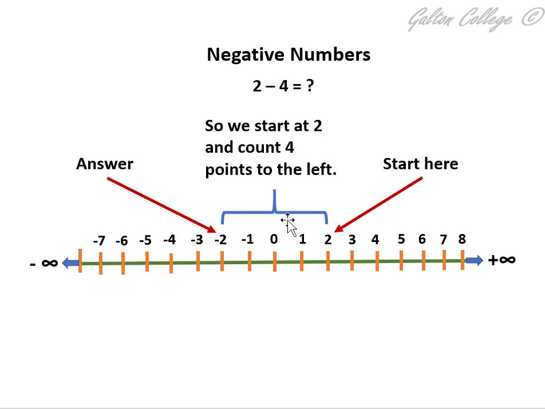So the number line helps us to work out the answers here. 2 minus 4. Start at 2, 1, 2, 3, 4. And we've moved to the left side, to the negative side. So we start 1, 2, 3, 4. So the answer is minus 2.